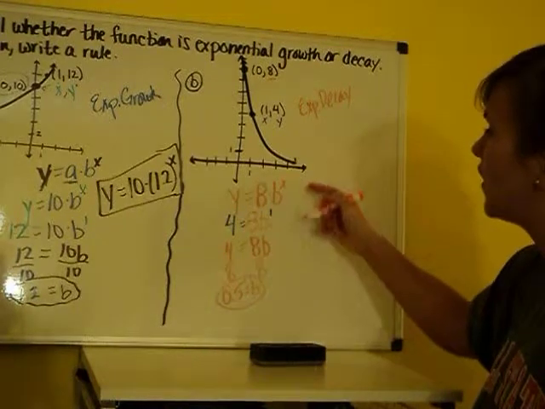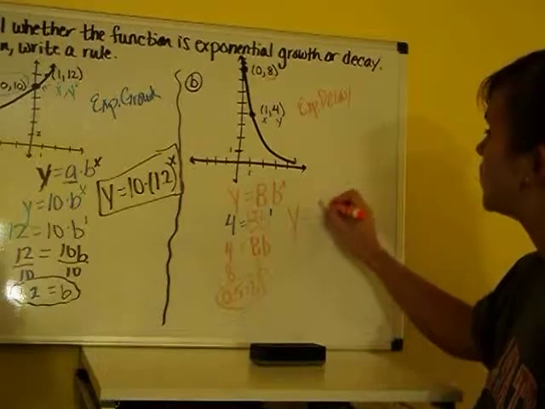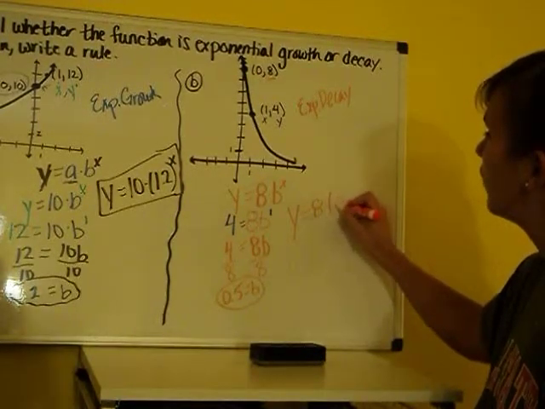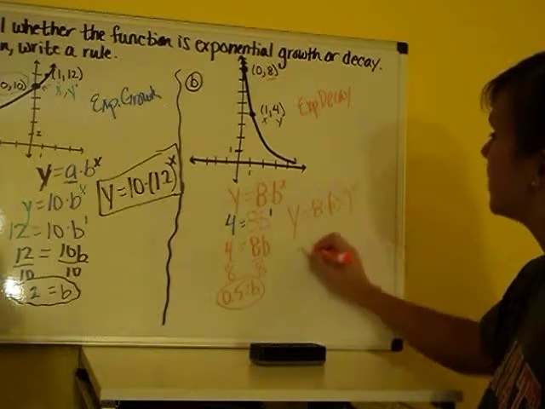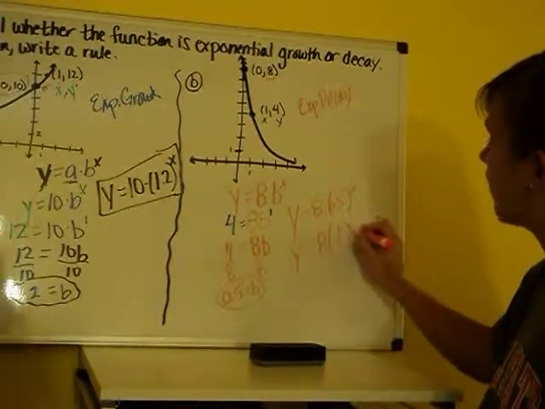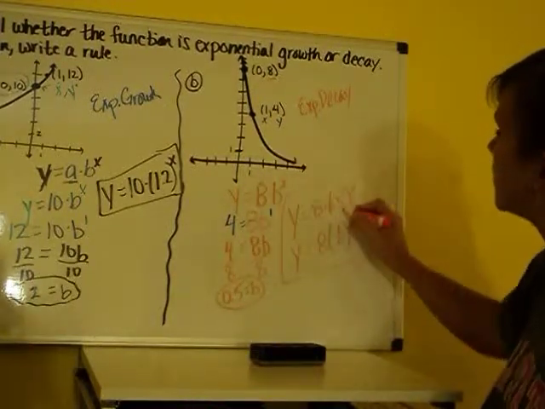So now I come to my final equation. This y and this x have to be present. So my final equation is y equals 8 times 0.5 to the x. If you prefer fractions, you can write it like this. Either way is acceptable. That's the decimal right here.